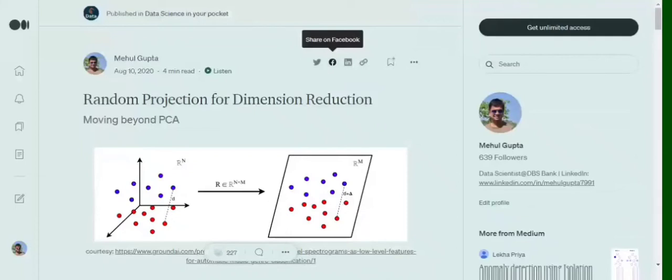Hi everyone, today we will be discussing a very interesting dimension reduction technique called random projection. Whenever we need to go for dimension reduction in any data set, we usually prefer PCA. But PCA has some serious issues.